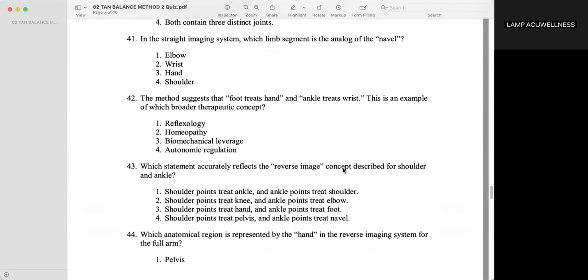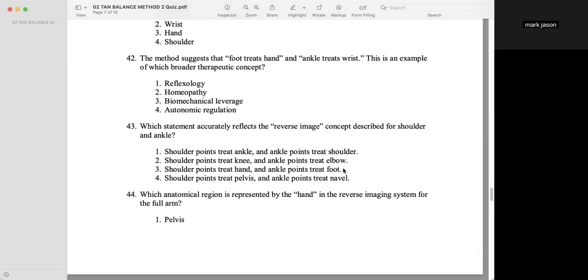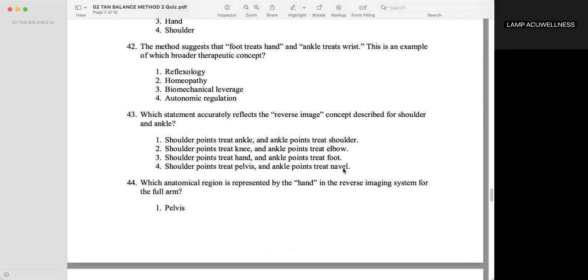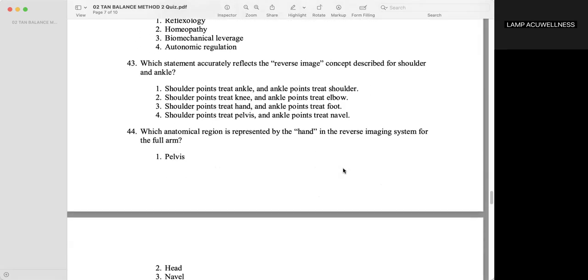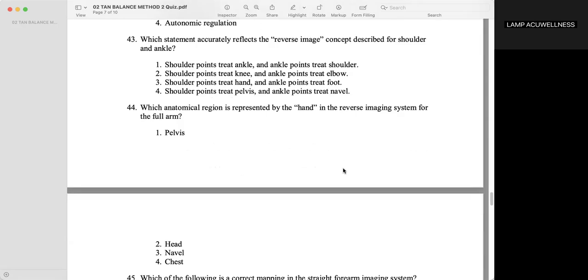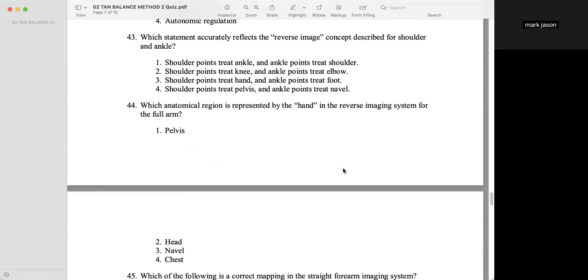In the straight imaging system, which limb segment is the analog of the navel? The elbow. The method suggests that foot treats hand and ankle treats wrist. This is an example of which broader therapeutic concept? Reflexology. Which statement accurately reflects the reverse image concept described for shoulder and ankle? Shoulder points straight to ankle and ankle points straight to shoulder.